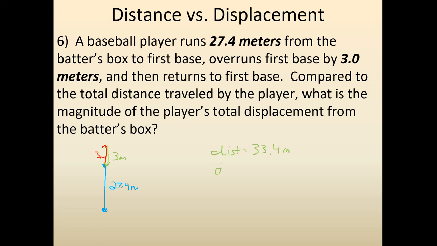On the flip side, the displacement would, well, he's ending on first base. We already know that the batter's box to first base is 27.4. So this would be 27.4.